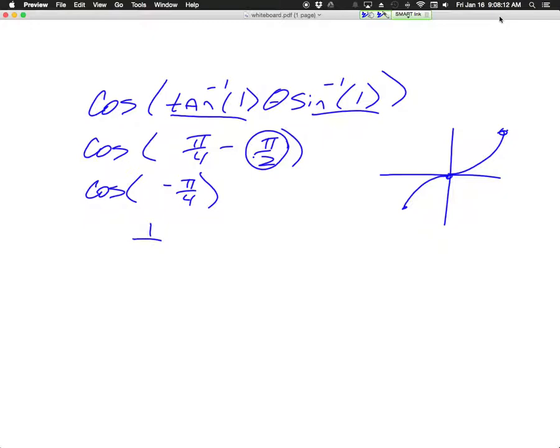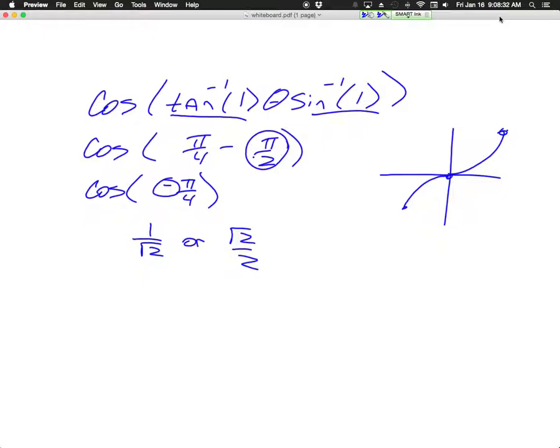Alright, so cosine of pi over 4. 1 over the square root of 2, or the square root of 2 over 2. Now I need to handle that negative. Right, you're thinking about the inverse. Okay? Oh no, we need to figure it out.